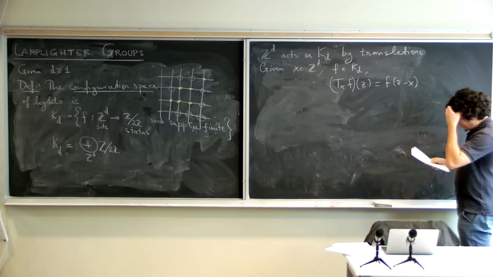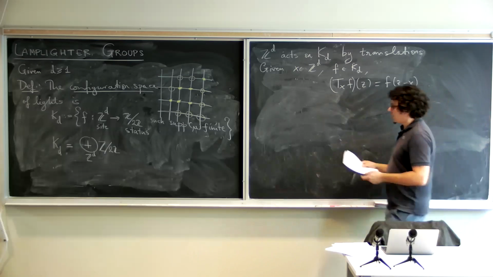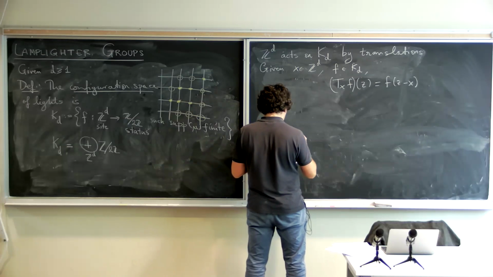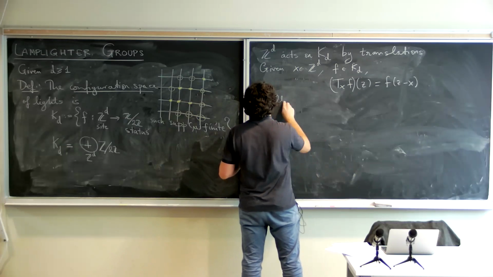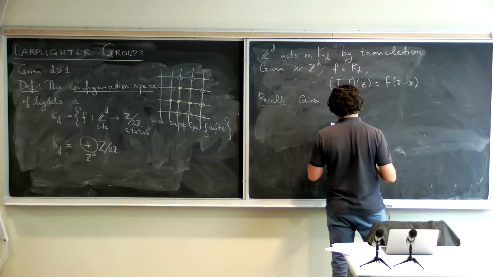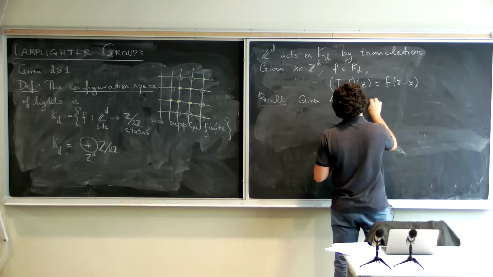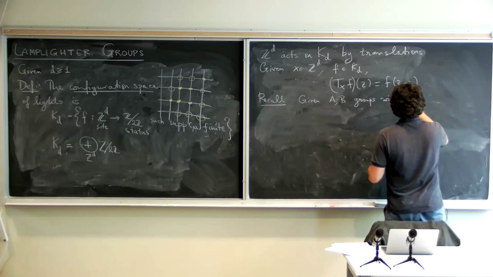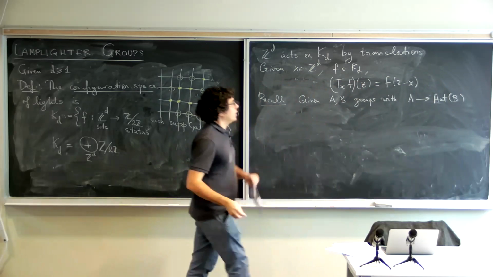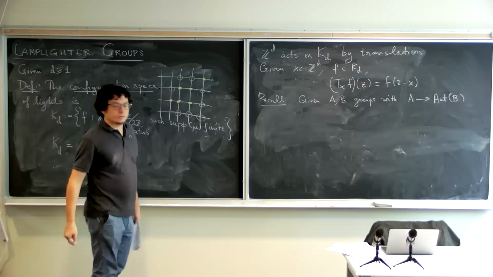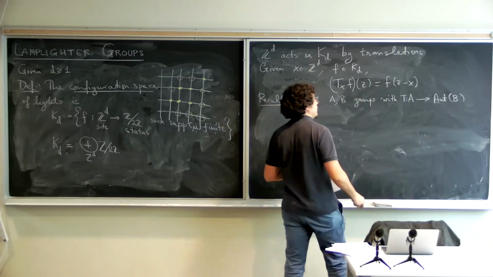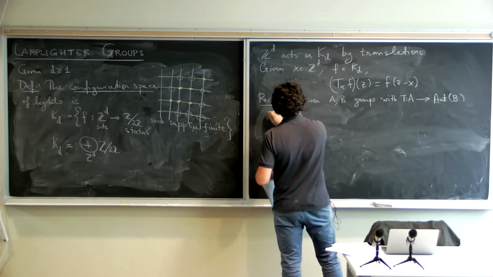Okay. And now we can construct the semi-direct product. So recall that given two groups, A and B, with A acting by automorphisms on B, we can define the semi-direct product. Right? So let's say T is a homomorphism from A to Aut B.